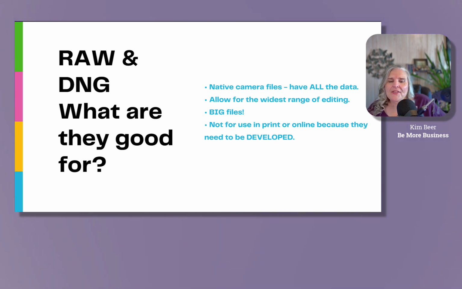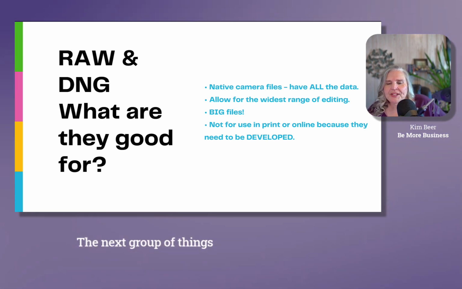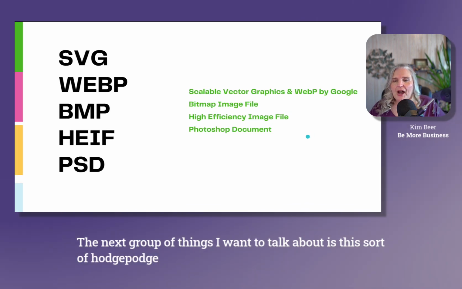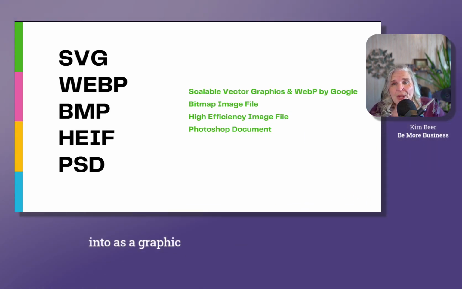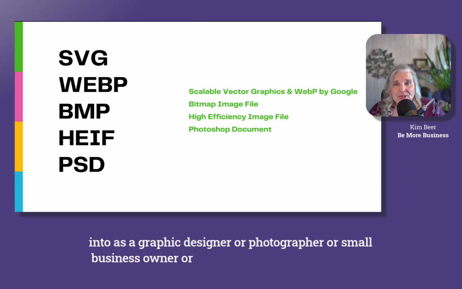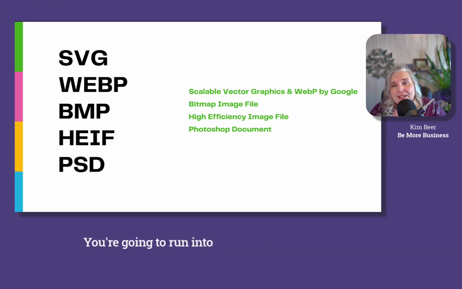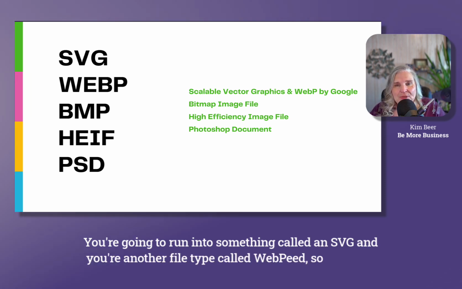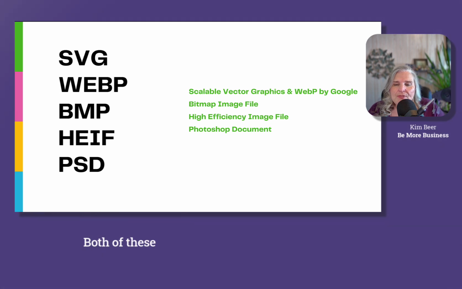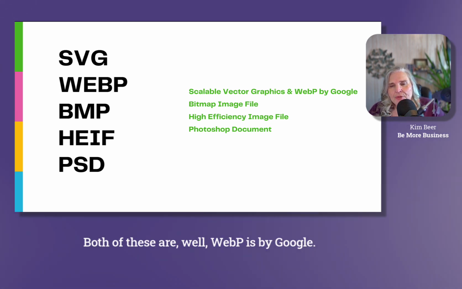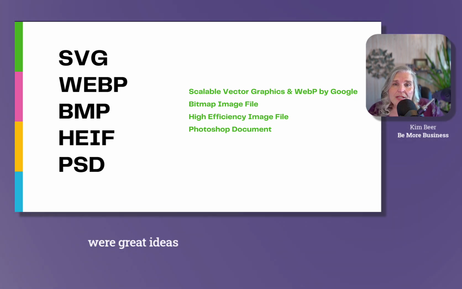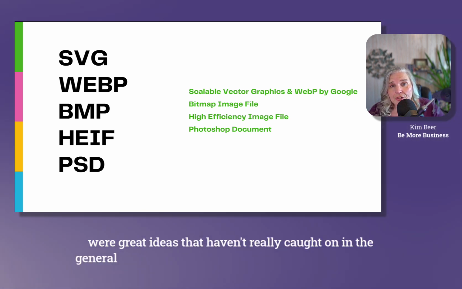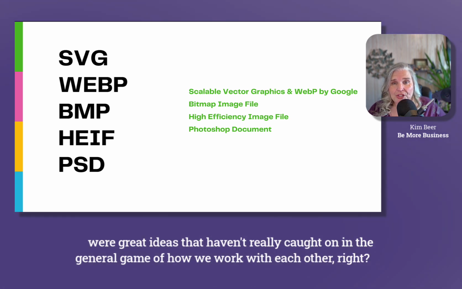All right. The next group of things I want to talk about is this sort of hodgepodge of other file types that you're going to run into as a graphic designer, photographer, or small business owner, whatever it is that you're doing. You're going to run into something called an SVG and another file type called WEBP. Both of these are, well, WebP is by Google. I'm not sure where SVG comes from, but these two file types were great ideas that haven't really caught on in the general scheme of how we work with each other, right?